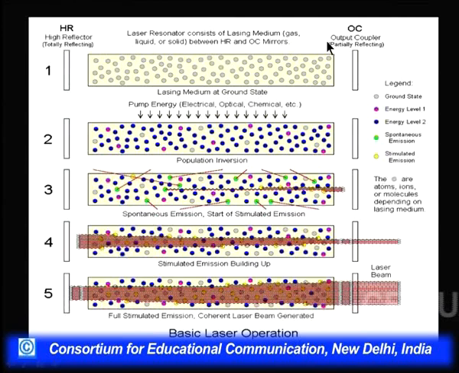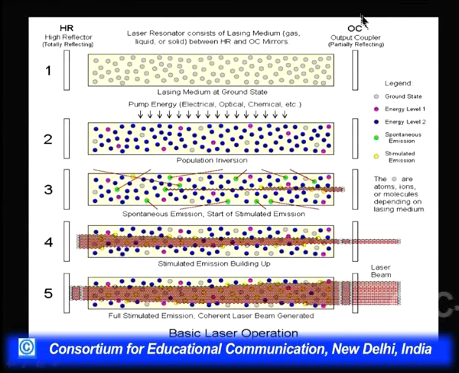This is total reflecting, this is partially reflecting. From here we get the laser light. One by one we discuss this diagram. The laser resonator consists of a laser medium, maybe gas, maybe liquid or maybe solid. It depends upon the type of laser. Between the HR and OC mirror, HR means high reflector, OC means output coupler.